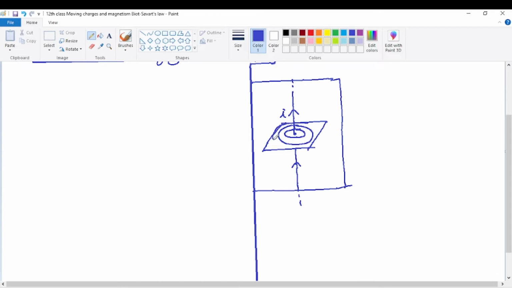Exactly concentric circles. All these circular lines of force have a common center. The center exactly coincides with the point of intersection of the conductor with the plane which is perpendicular to the conductor. The direction of the lines of force is given by the right hand thumb rule or right hand corkscrew rule, as we have already seen.